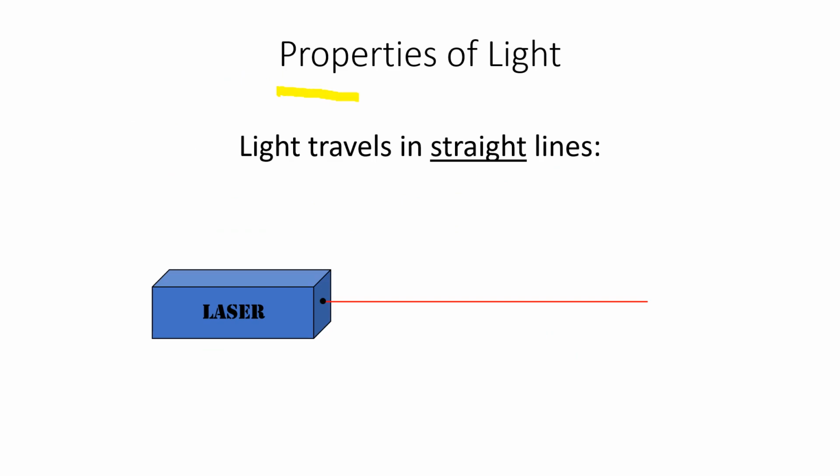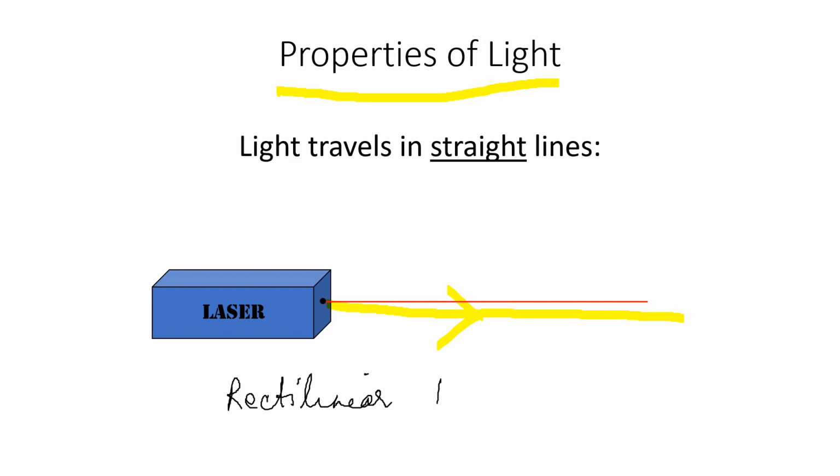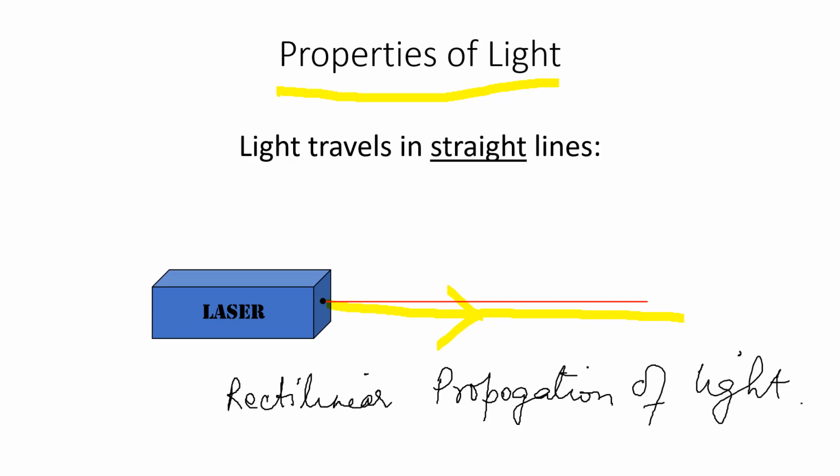Talking about the properties of light, the very first and the basic property which we are studying from class 5, light always travels in a straight line, and this property has a special name also. It is known as rectilinear propagation of light. So if it is asked what is the meaning of rectilinear propagation of light, it means that light travels in a straight line.